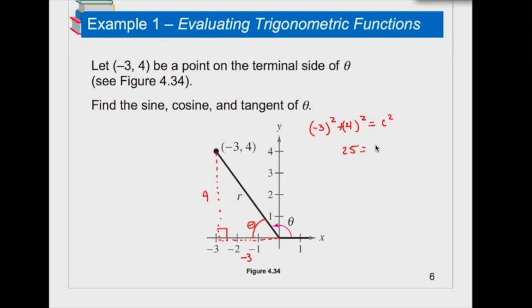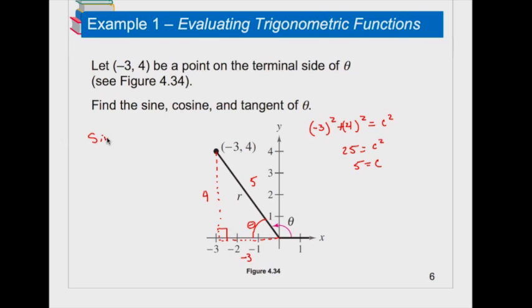I get 25 over here is c squared. 5 equals c. You might have known that already because it's a 3, 4, 5 triangle, but never hurts to do out all the work. So, what is it I'm trying to do? Find sine, cosine, and tangent of this angle.